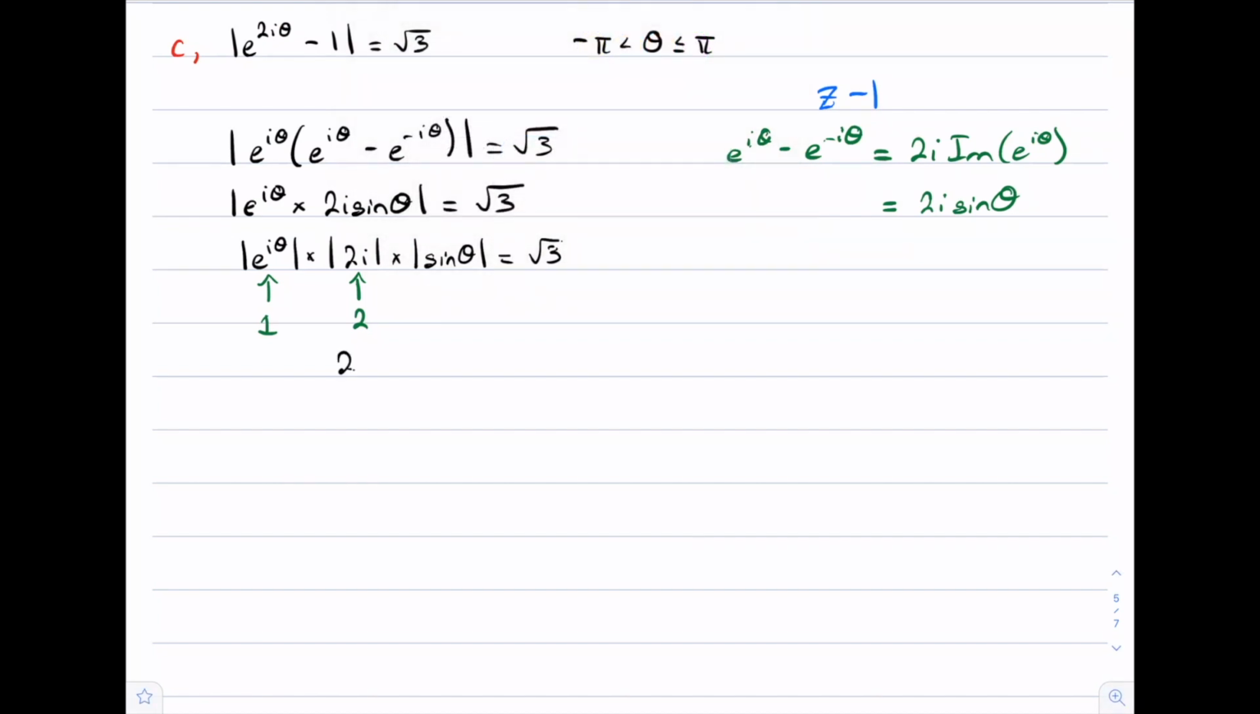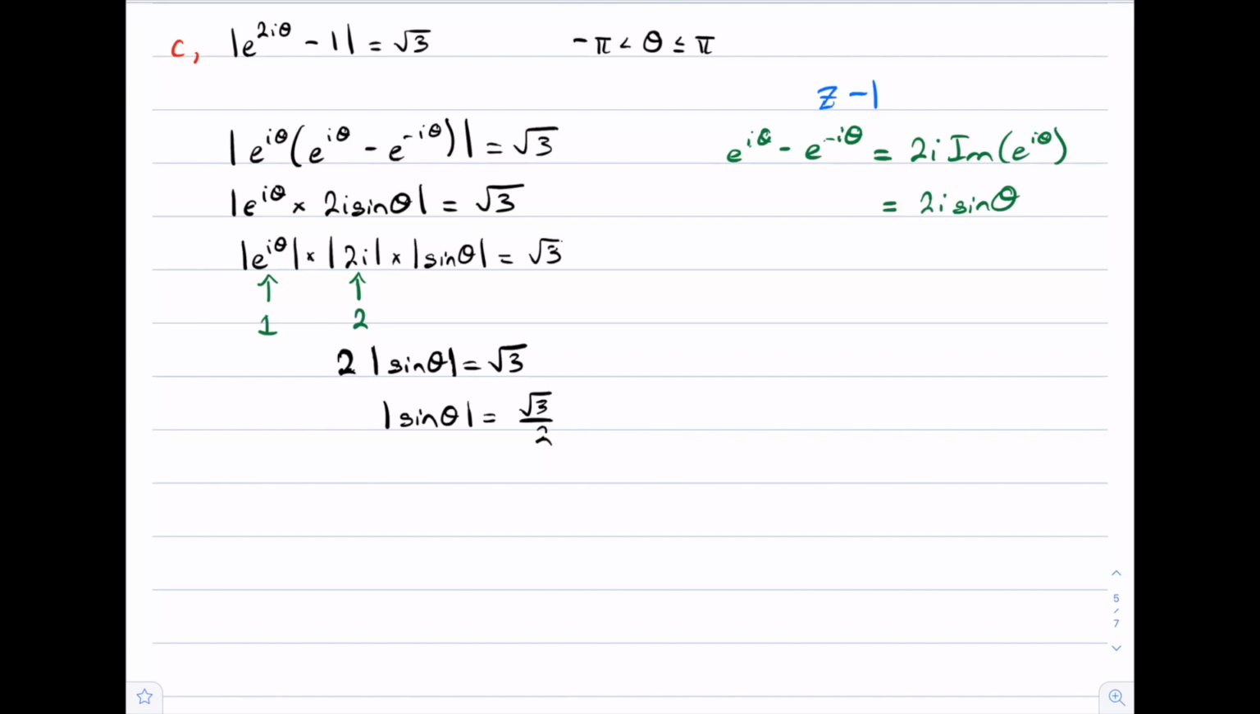We've got 2 times the modulus of sine theta equals root 3. We can divide through by the 2, and we get the modulus of sine theta equals root 3 on 2.